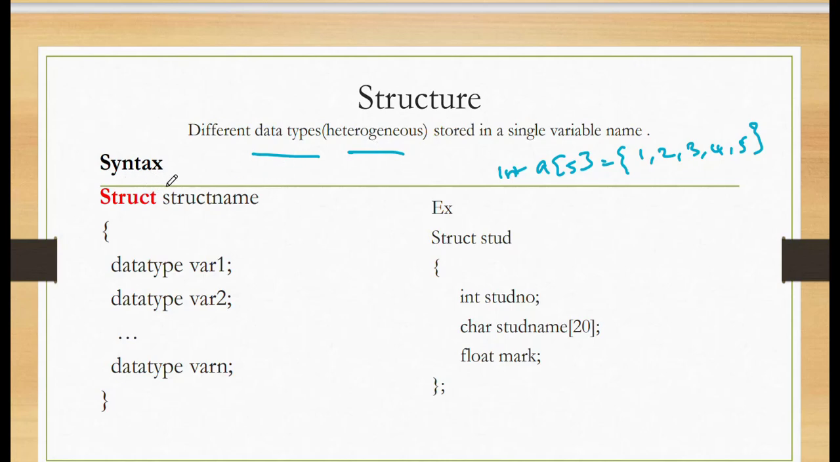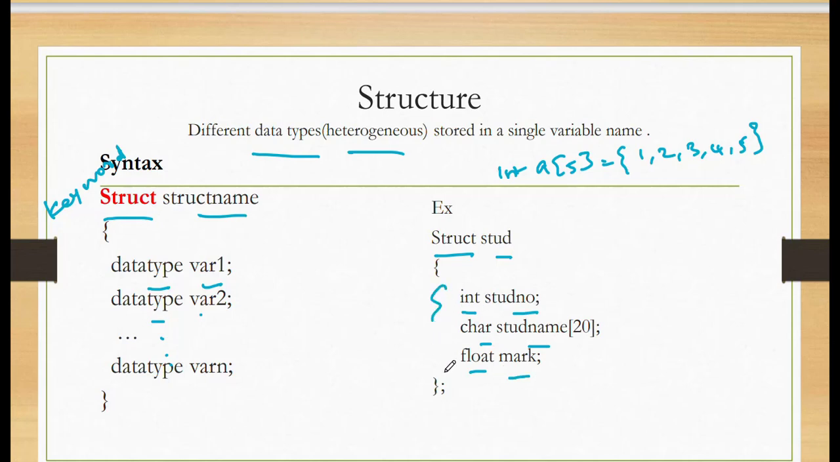Okay, the syntax for structure is struct. So this is a keyword we have to use, and structure name is nothing but any variable name. Struct is a keyword, and then the structure name, you can give any variable name, and inside this, data type variable 1, data type variable 2, whatever data types you want to create, you can create. For example, I am creating a structure for student, struct student. Inside the student, I am going to use integer student number, character student name, float mark.